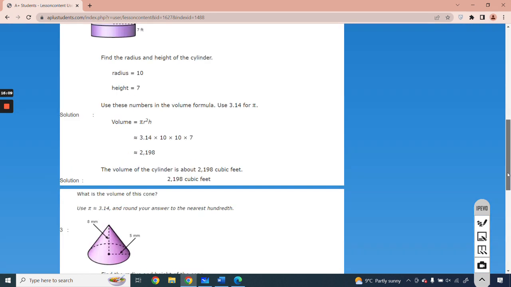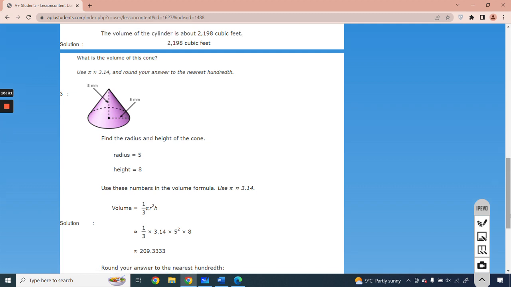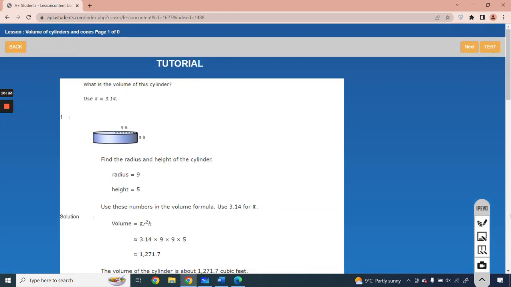Okay. Now the volume of the cone. You are given the radius and the height. For the volume of the cone you have to use the formula V equals 1 by 3 pi r square h. Just put all the values in the formula and calculate the value. Let's start with the practice questions.